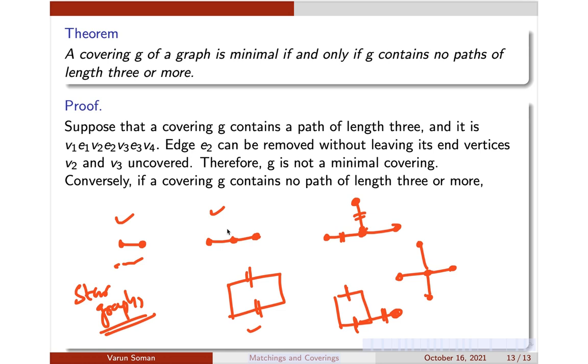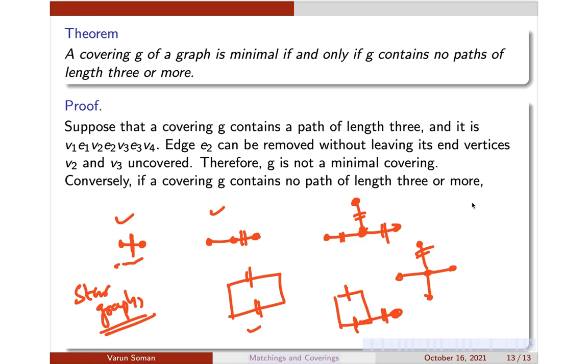The property of star graphs is that if you delete one edge from the star graph, what will happen? Definitely the covering property will be disturbed. If I delete this edge, the covering property will be disturbed. If I delete this edge, the covering property will be disturbed. If I delete this one also, again the covering property is disturbed. So if I delete any edge from the star graph, the covering property will be disturbed.